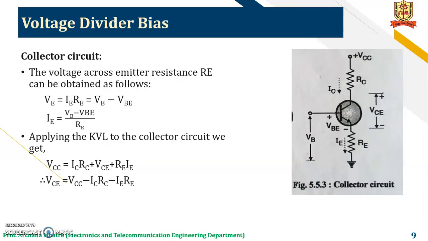Then the collector circuit. The voltage across the emitter resistance RE can be obtained as follows. VRE is equal to IE RE is equal to VB minus VBE. Therefore, IE is equal to (VB minus VBE) divided by RE. Applying KVL to the collector circuit, we get VCC is equal to IC RC plus VCE plus RE IE. Therefore, VCE is equal to VCC minus IC RC minus IE RE.